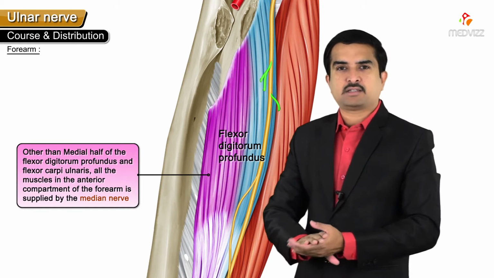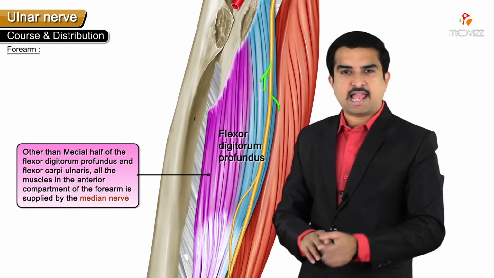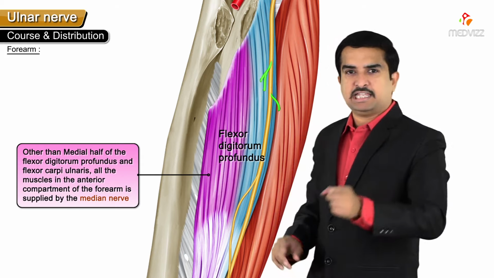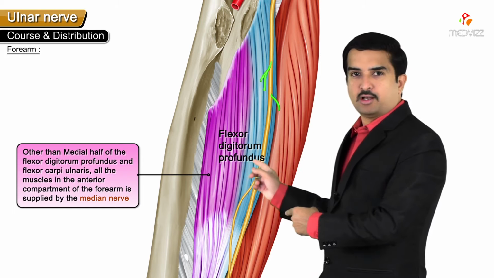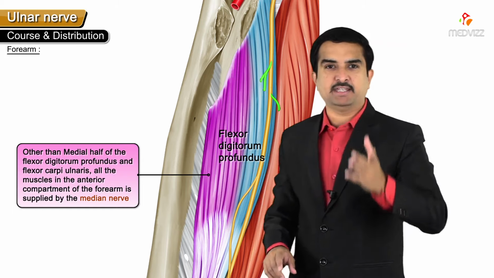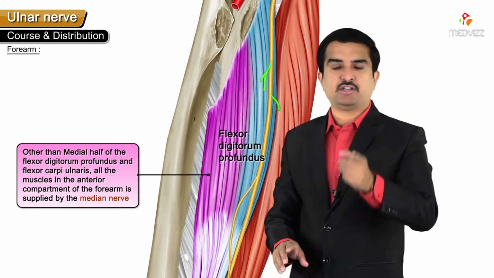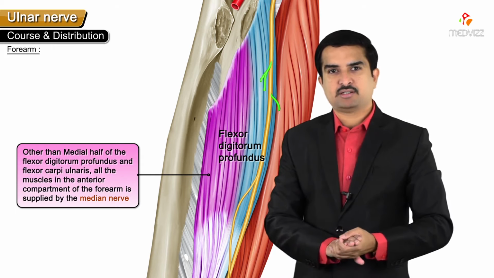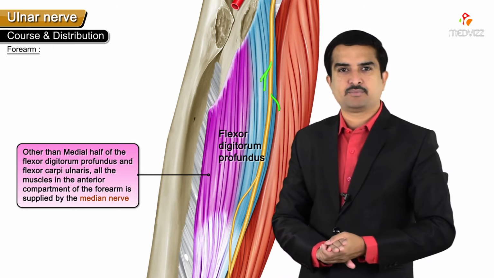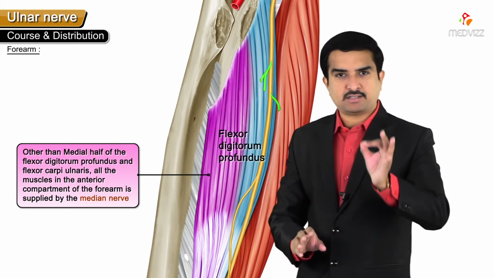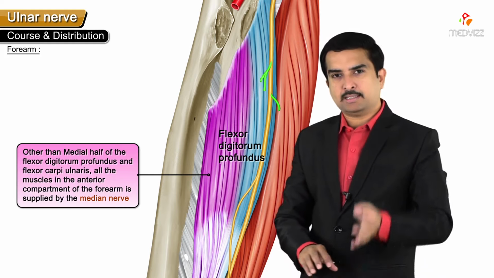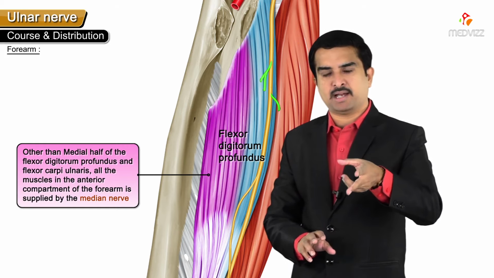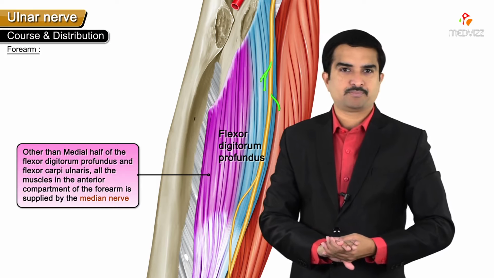So other than the flexor carpi ulnaris and flexor digitorum profundus, all the muscles in the anterior compartment of the forearm are supplied by the median nerve. Remember this point very carefully. All the muscles of the anterior compartment are innervated by the median nerve except the flexor carpi ulnaris and the medial half of the flexor digitorum profundus. These two are supplied by the ulnar nerve in the forearm.